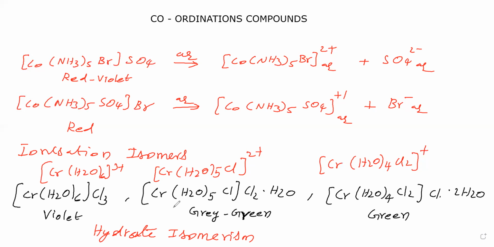Next we will see coordination isomerism. Next type of structural isomerism we will see. We will take a complex [Co(NH3)6][Cr(CN)6]. This complete one is called a complex compound.